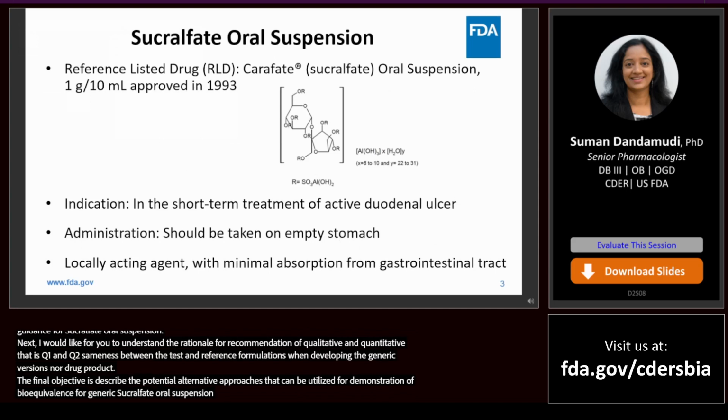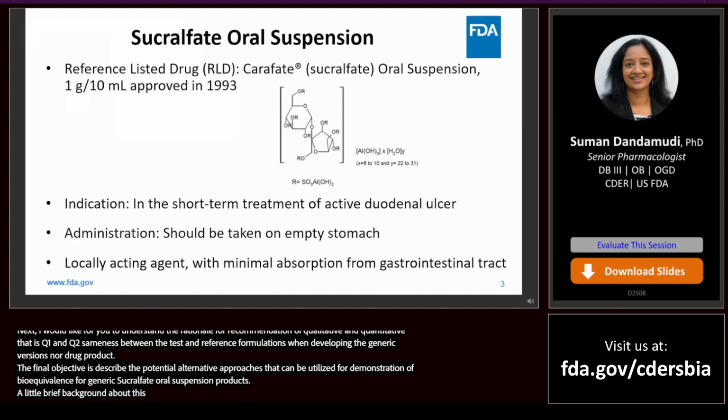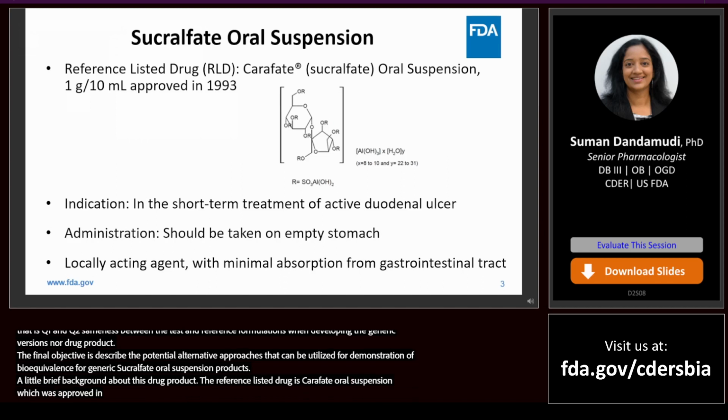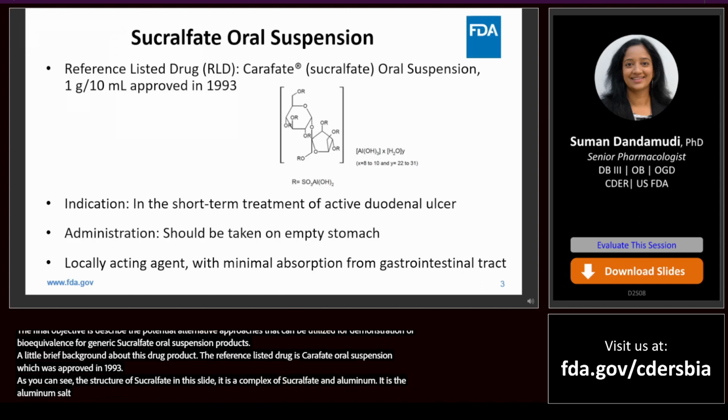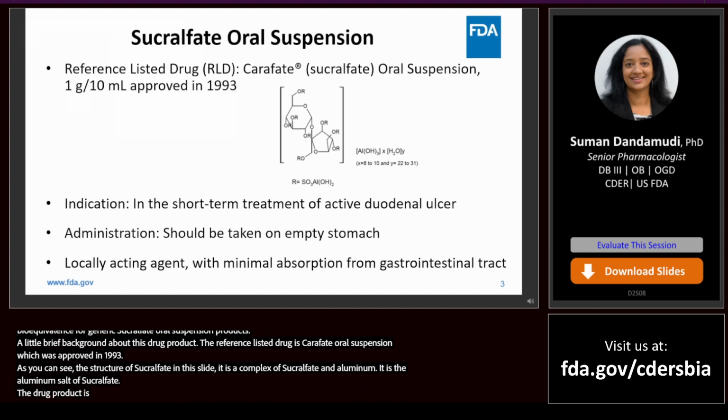A little brief background about this drug product. The reference listed drug is Carafate oral suspension, which is available in one strength, 1 gram per 10 ml, and was approved in 1993. As you can see the structure of sucralfate in this slide, it is a complex of sucrose, sulfate, and aluminum. It is an aluminum salt of sucrose octosulfate. The drug product is indicated in the short-term treatment of active duodenal ulcer.